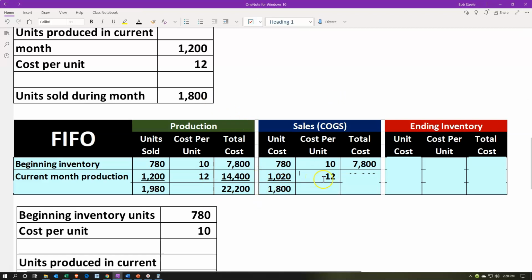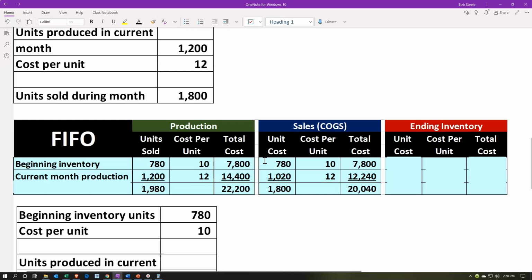Those cost $12. So $12 times the 1,020 gives us the 12,240. 12,240 plus the 7,800, that gives us the cost of goods sold of 20,040. So note, if they just ask for cost of goods sold, you could stop there, right? That would be it. And you can kind of figure that by just looking at this beginning worksheet. You can say, okay, which ones did they sell first, and basically work this out.